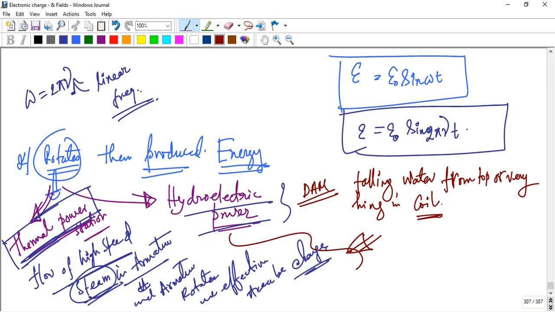Now these are the same concept. If the armature rotates, the effective area changes. If the effective area changes, an EMF is generated here, because it depends on theta or omega t. So the EMF is generated. That is how energy potential is generated here.